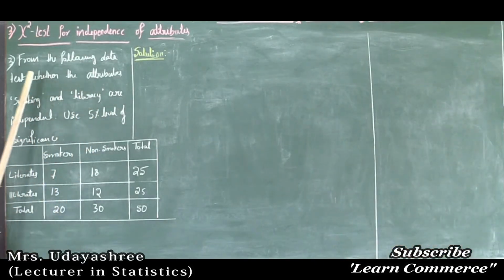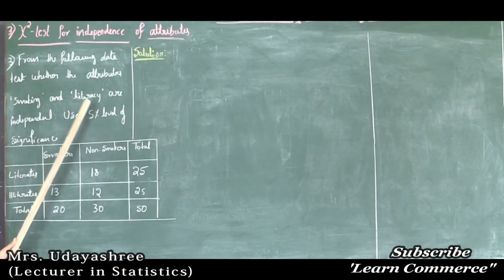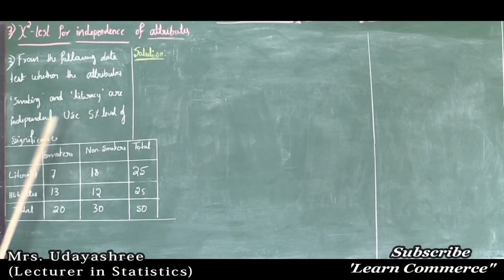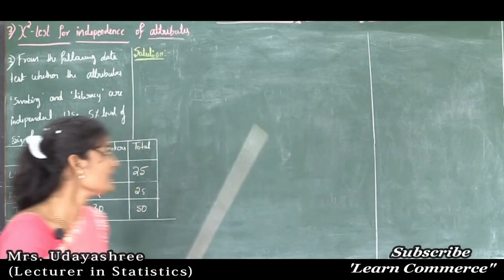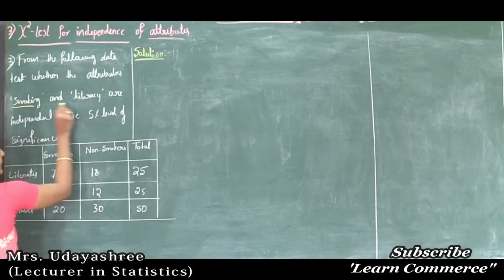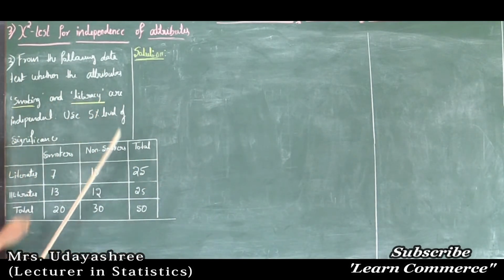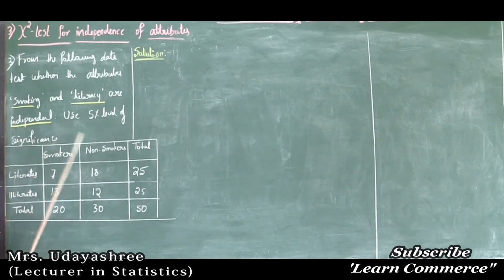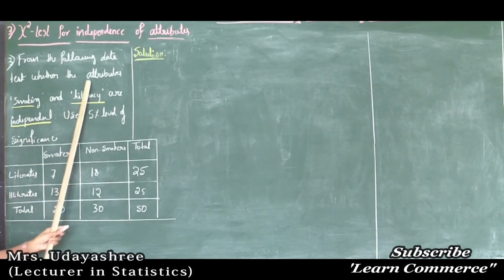Problem number 3: from the following data, test whether the attributes smoking and literacy are independent. Use a 5% level of significance. The given attributes are smoking and literacy, and we must test whether they are independent.